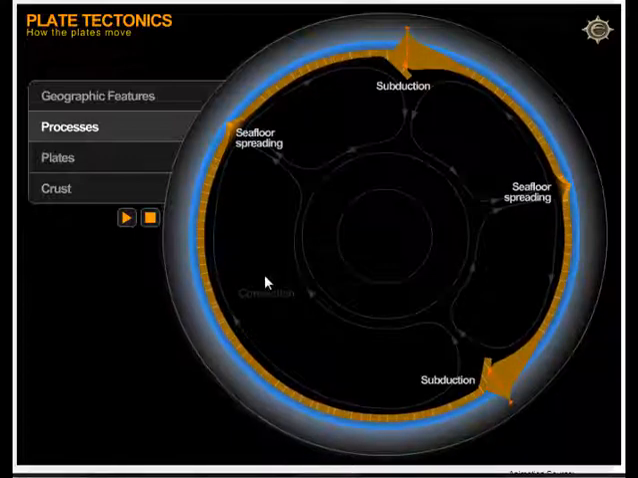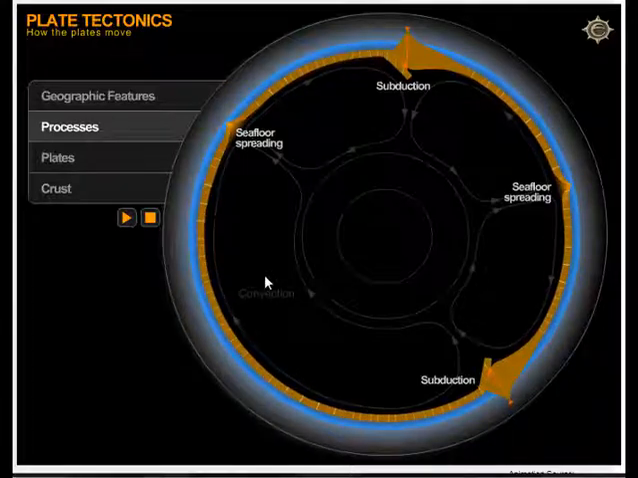So that is our quick review of seafloor spreading. If you have any further questions, please see your science teacher.